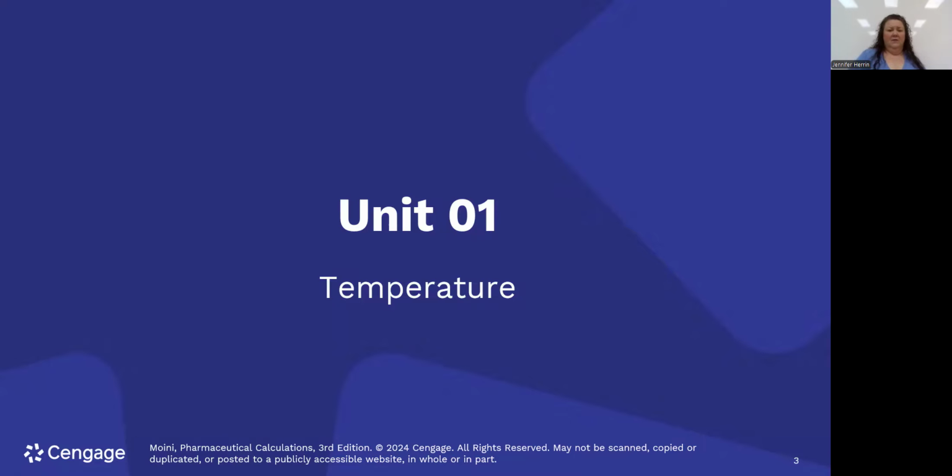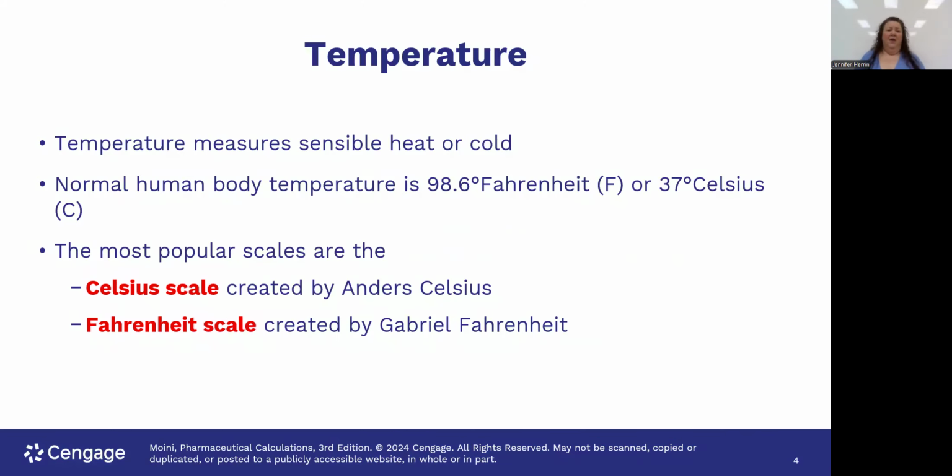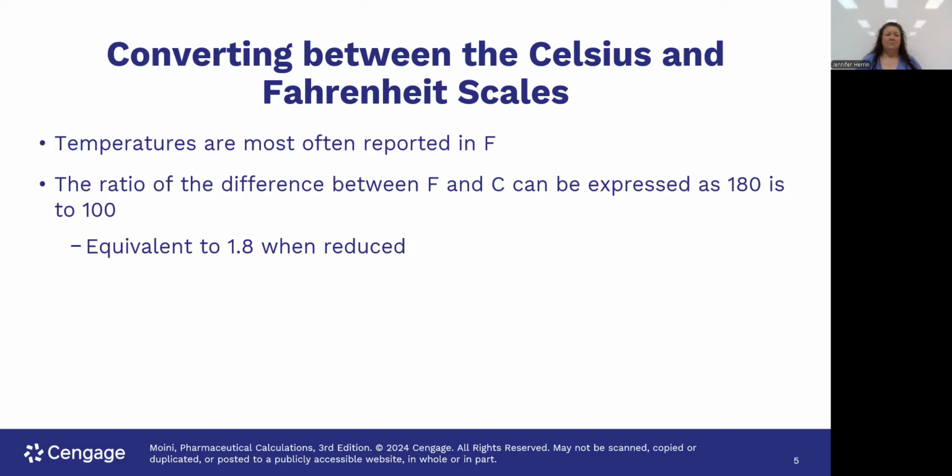So Unit 1 is going to focus on temperature. Temperature measures sensible heat or cold. Normal human body temperature is 98.6 degrees Fahrenheit or 37 degrees Celsius. The most popular scales are the Celsius scale created by Anders Celsius and the Fahrenheit scale created by Gabriel Fahrenheit. Temperatures are most often reported in Fahrenheit.